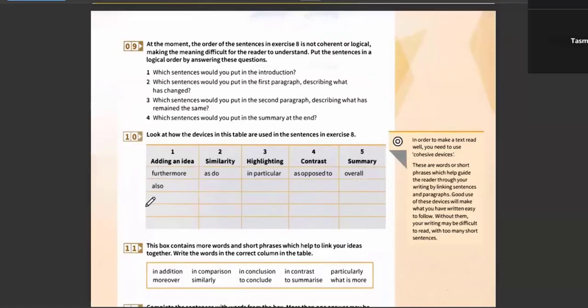Here we can look at how the devices in these tables are used in the sentences in exercise 8. So remember in the very beginning, it was said that we will be learning about the cohesive devices that we can use in order to sum up the text that you are going to write, right? So these are the five devices. One is adding an idea, number two is similarity, number three is highlighting, number four is contrast, and number five is summary.